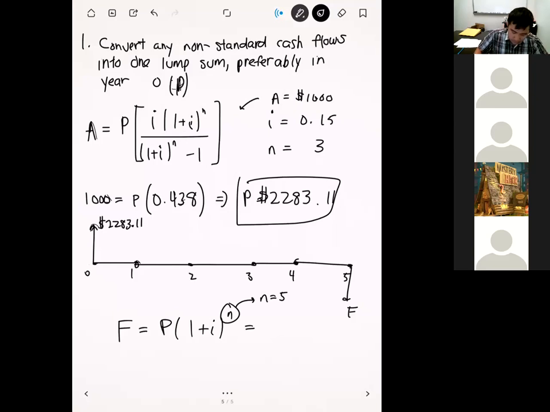We have 1.15 raised to the 5th power, and we're going to multiply this by 2283.11. And we end up with $4,592.15.